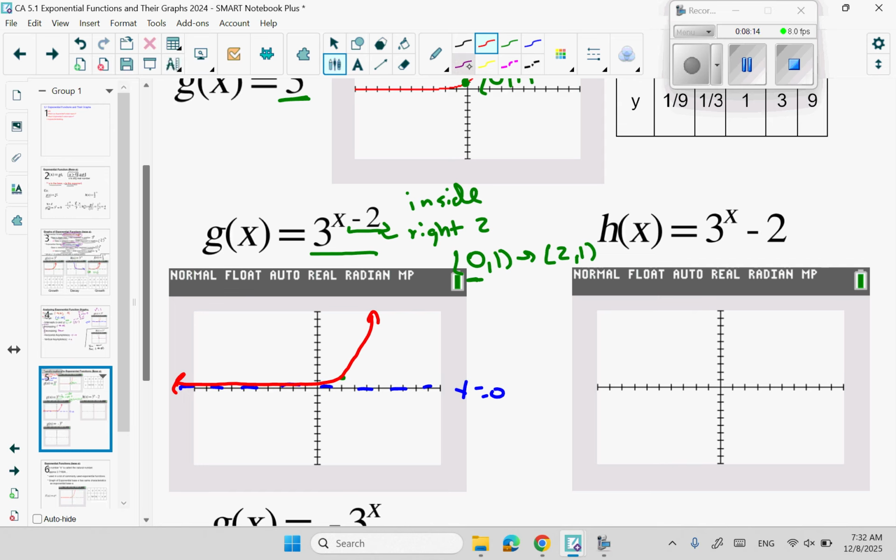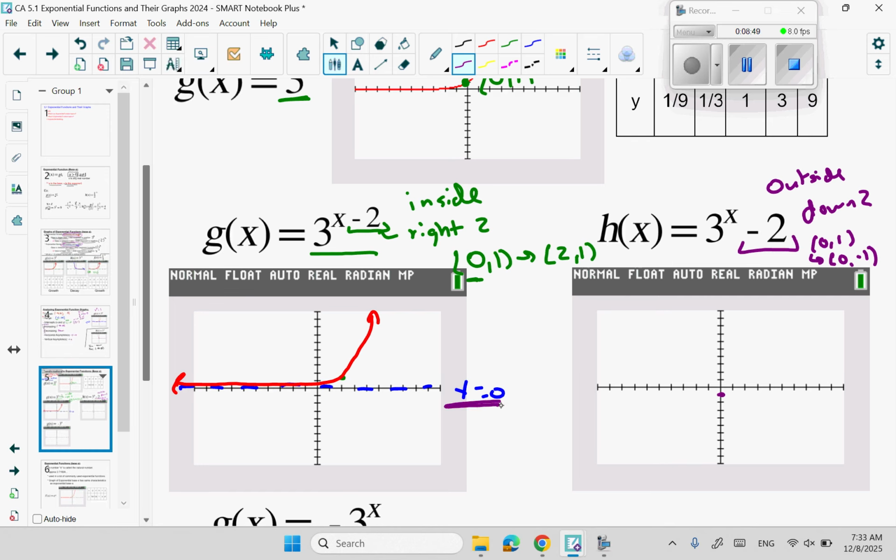Okay. This next one, I see this minus 2, and this is outside of the exponent. So this is vertical, so it's going to be up and down. And minus 2 is down 2. So instead of having the coordinate 0, 1, well, again, down is affecting my y value. So my x value is going to stay the same. Instead of it being at 1, though, because I'm going down 2, I'm now going to have 0, negative 1 as a coordinate that I could plot. But everything else stays the same.